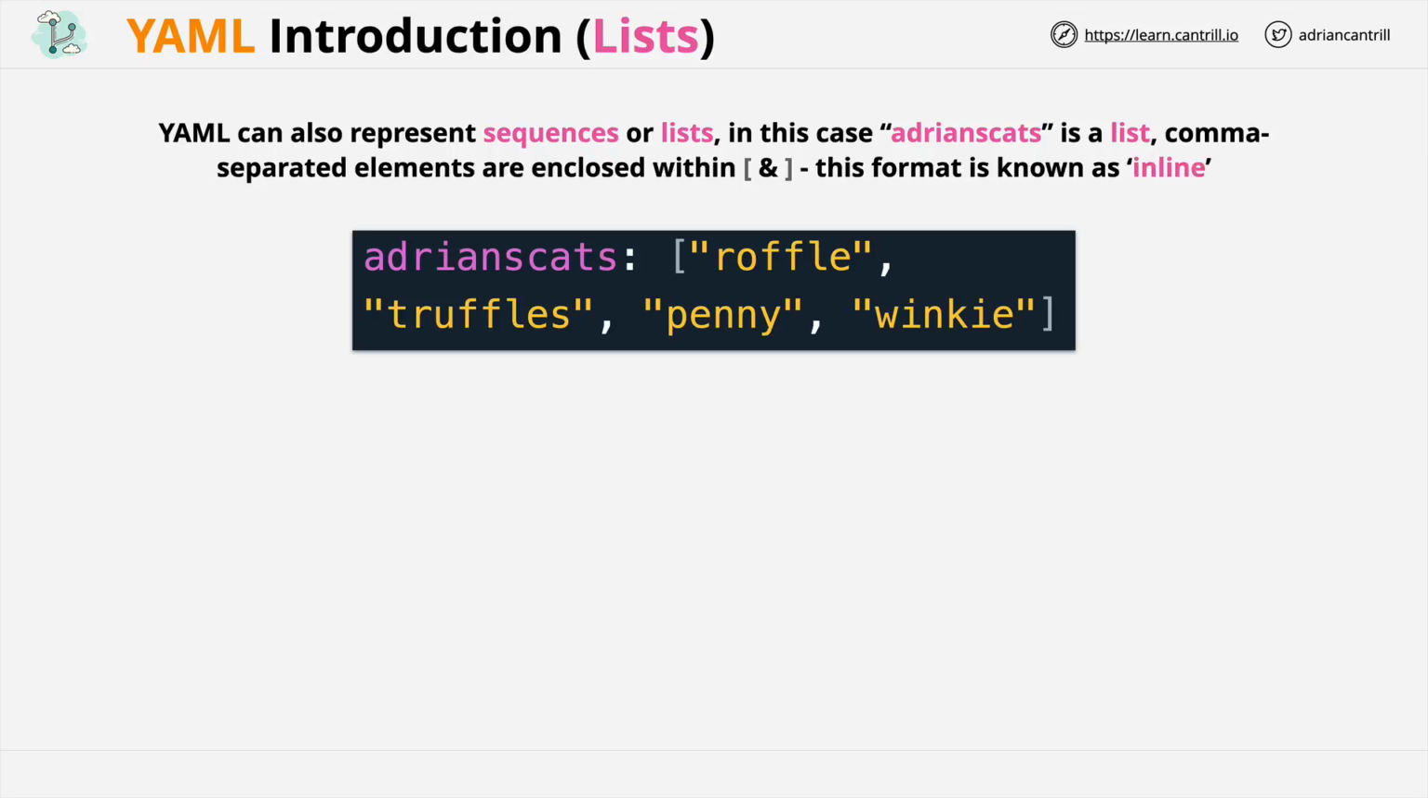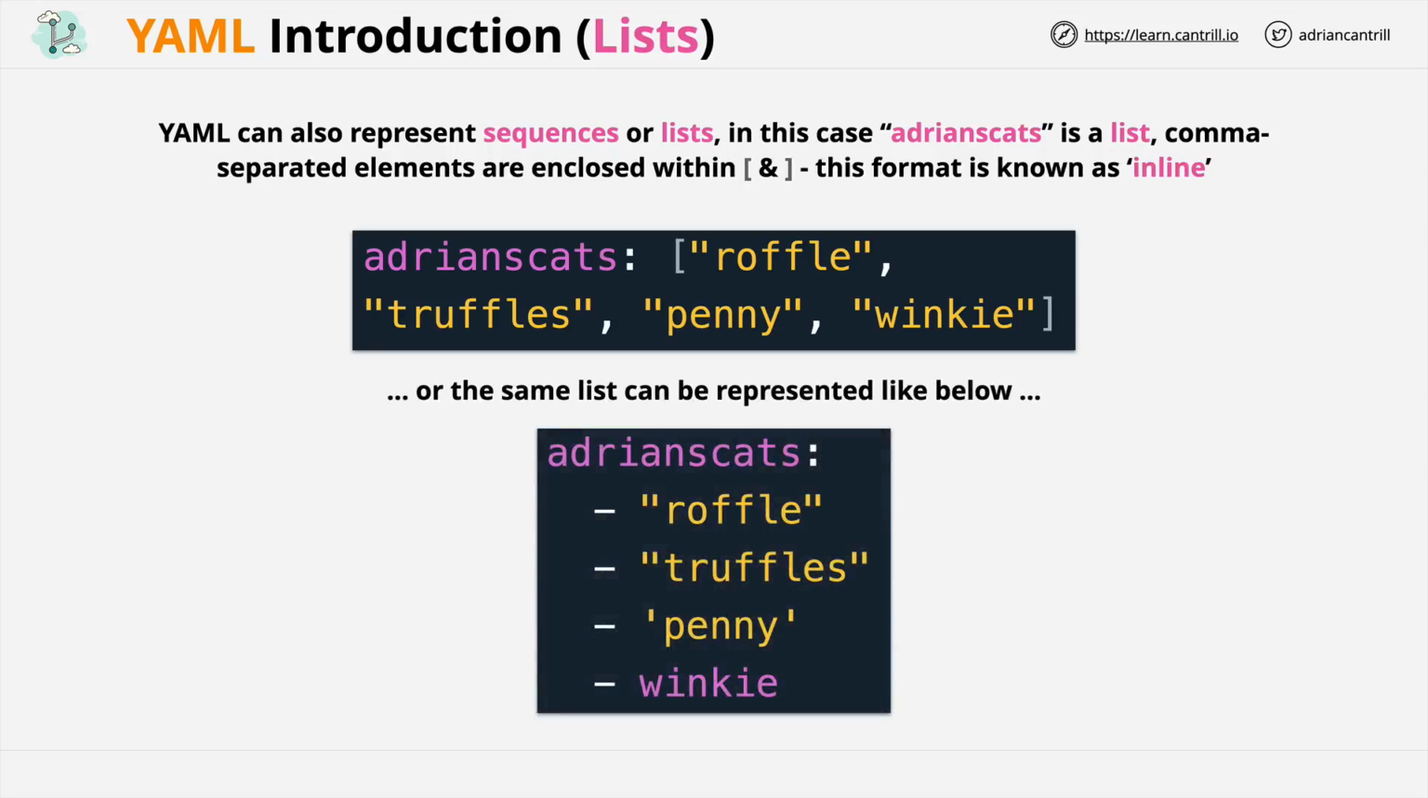Now, the same list can also be represented like this, where you have the key and then a colon, and then you go to a new line and each item in the list is represented by a hyphen and then the value. Now, notice how for some of the values they're actually enclosed in speech marks or quotation marks and some aren't. This is optional. All of these are valid. Often though, it's safer for you to enclose things as it allows you to be more precise and it avoids confusion.